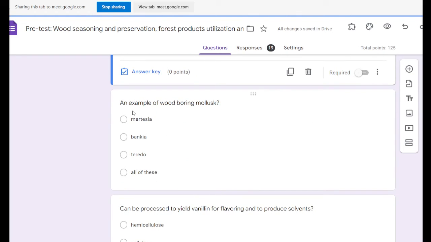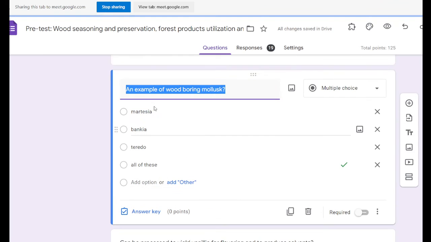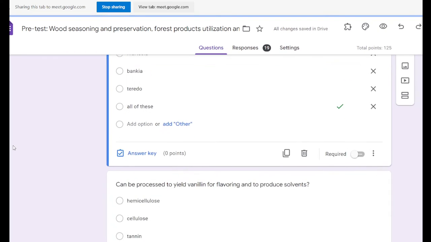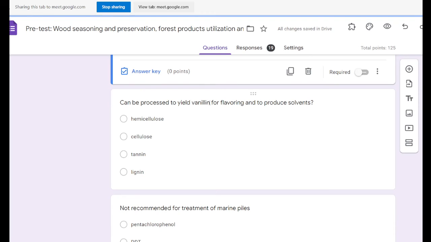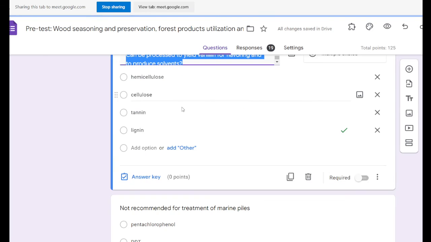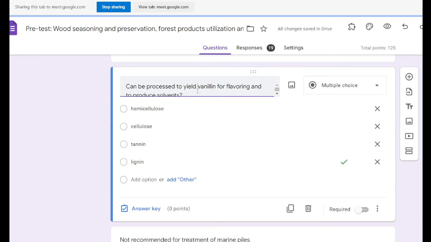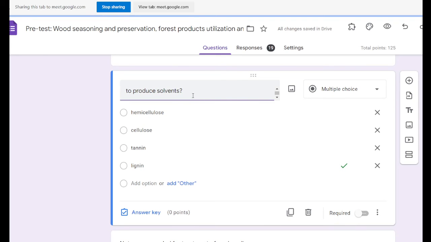Which among the following is an example of a wood-boring mollusk? Okay. Martesia, Bankia, Teredo, all of these. All of these are wood-boring mollusks. Mollusk meaning they are marine borers. Okay. Next. Can be processed to yield vanillin for flavoring and produce solvents. So the answer is lignin. Lignin is a chemical in wood that can also be used for the production of vanillin for flavoring and solvents.